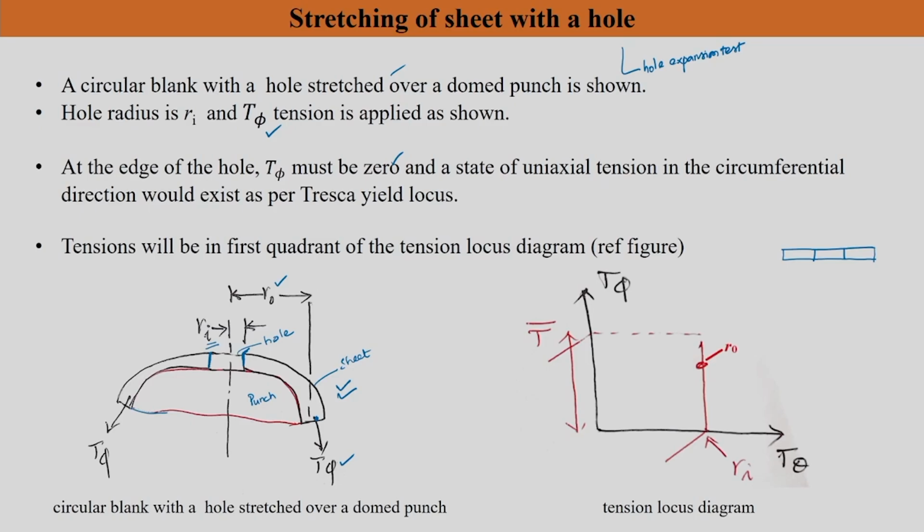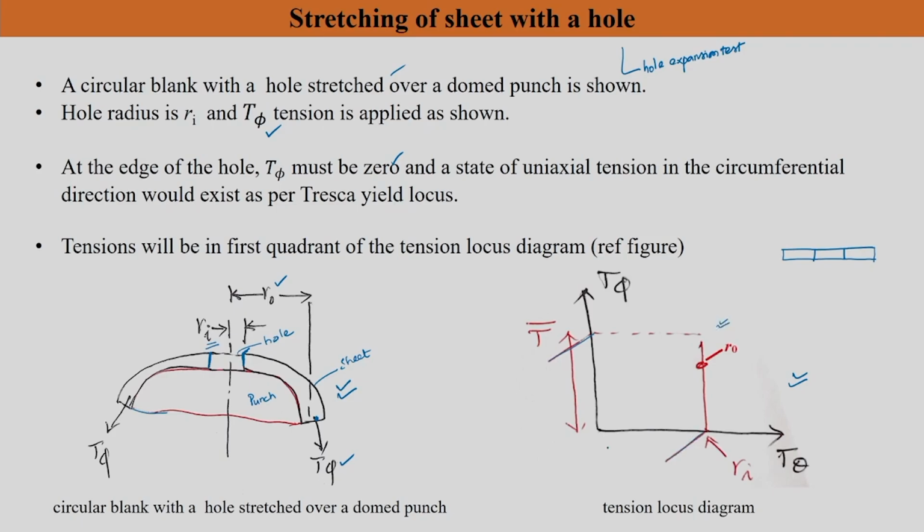And these tensions can be plotted for Tresca in the first quadrant, as shown in the right side figure. I have drawn a tension locus instead of a stress based yield locus. I think we studied this at the end of the second chapter, where T1 and T2 can be used to draw a locus like sigma 1 and sigma 2. Instead of sigma 1 and sigma 2, I have drawn T theta and T phi, and I have just drawn the first quadrant, which is what is interesting to us. That is why I mentioned a part of the second quadrant and a part of the fourth quadrant here. So, this is your first quadrant.